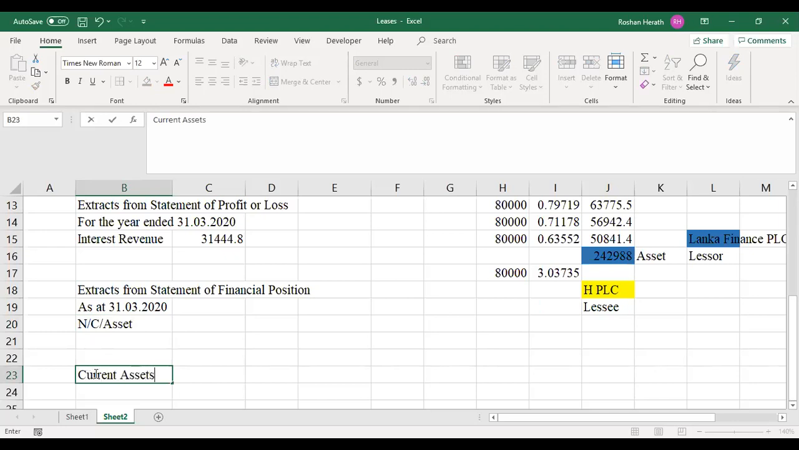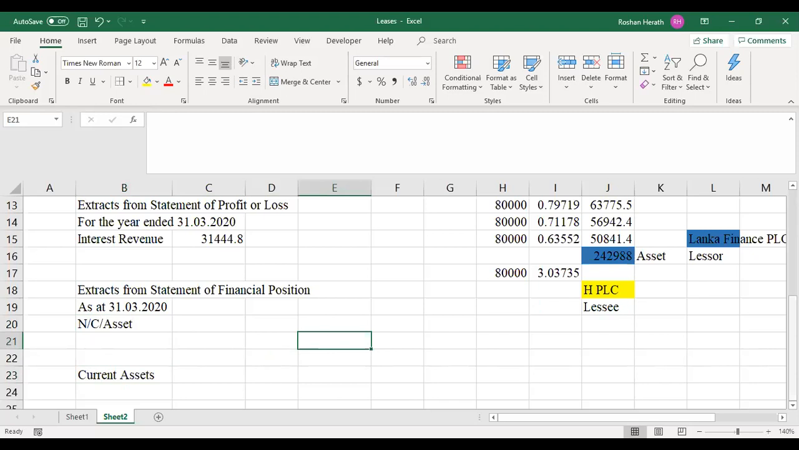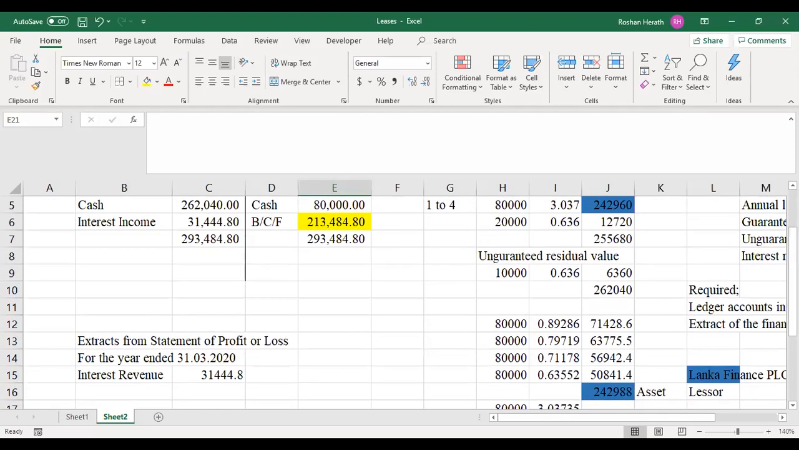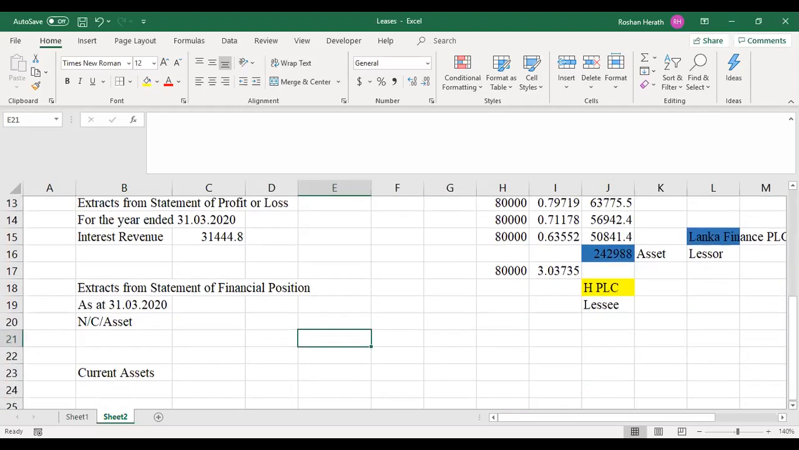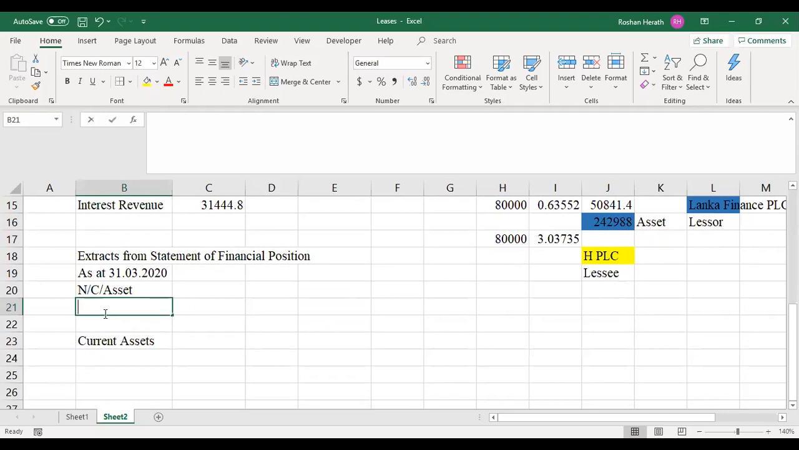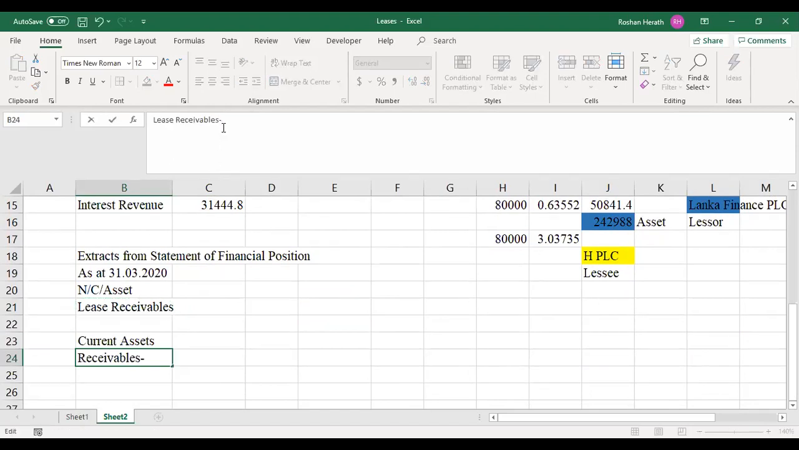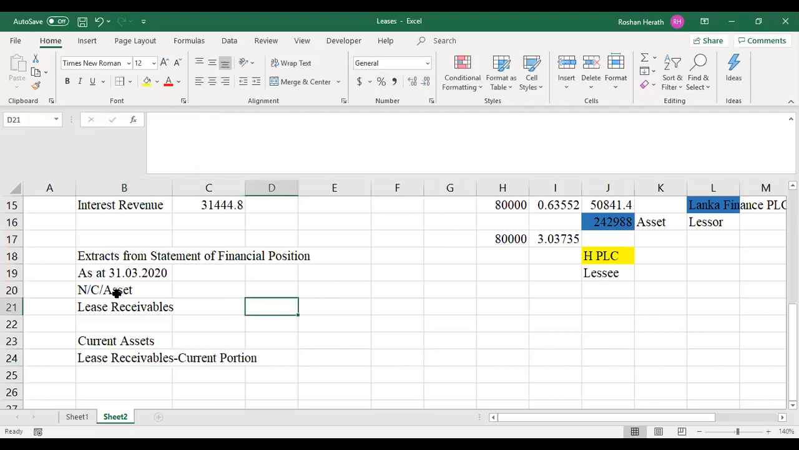Because this is something that comes from LKAS 1. As per LKAS 1, whatever gets realized within the next 12 months should be your current asset. What goes beyond that must be non-current asset. So therefore, you need to recognize the lease receivables over there, and under the current assets, lease receivables, current portion, and lease receivables, non-current portion.